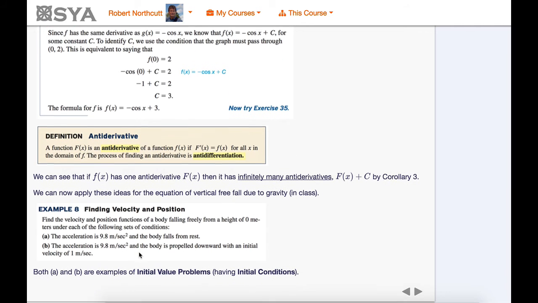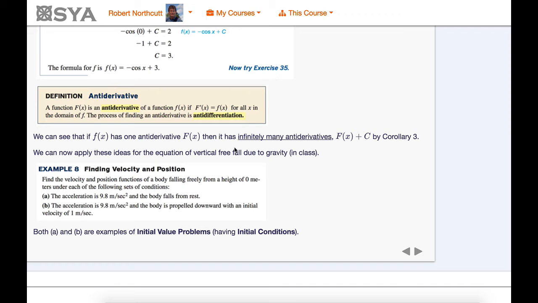Okay. Now one of the issues and one of the things you have to recognize is that if we have little f of x, then big F of x has infinitely many antiderivatives. That is, whatever big F is, we can add any constant to it, and it will produce the same f. Okay, so there is not a unique antiderivative. There is a whole family of antiderivatives that differ by a constant. Okay. And that's going to take us to this last example.